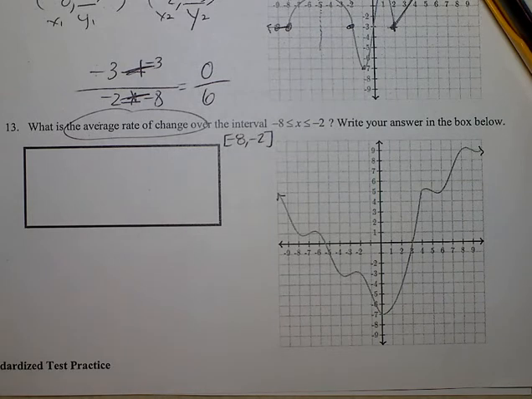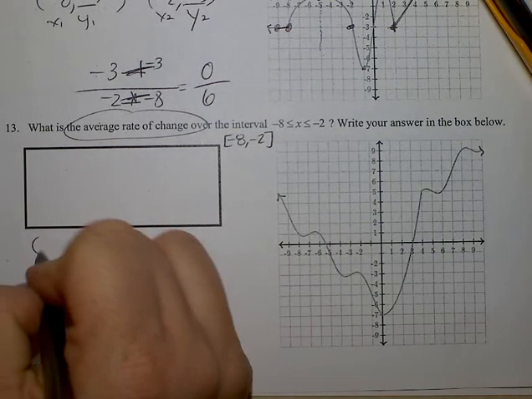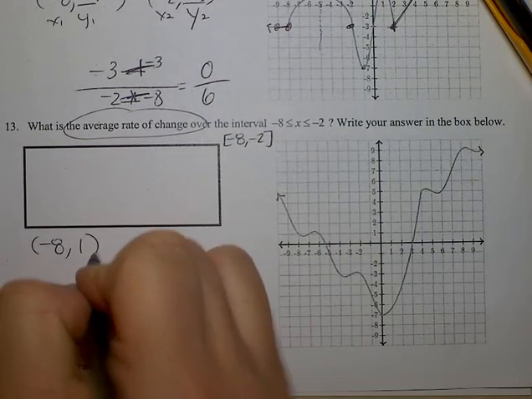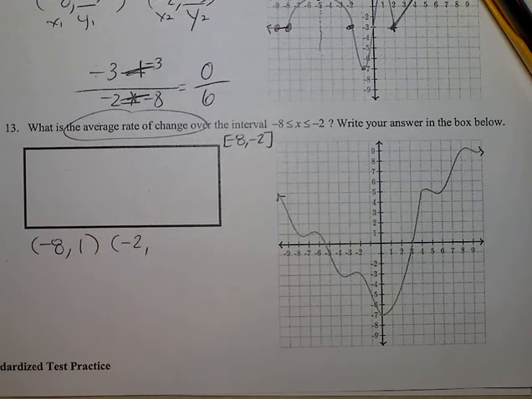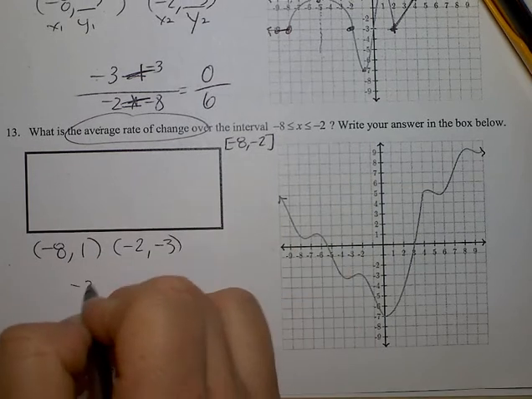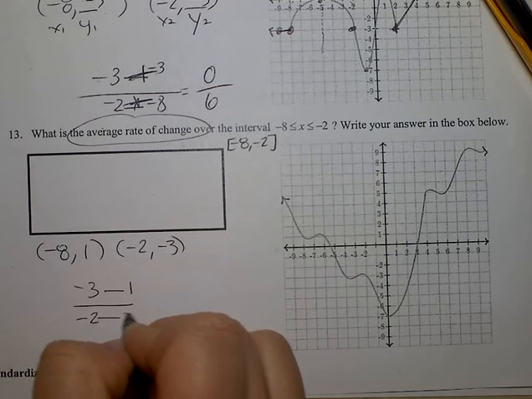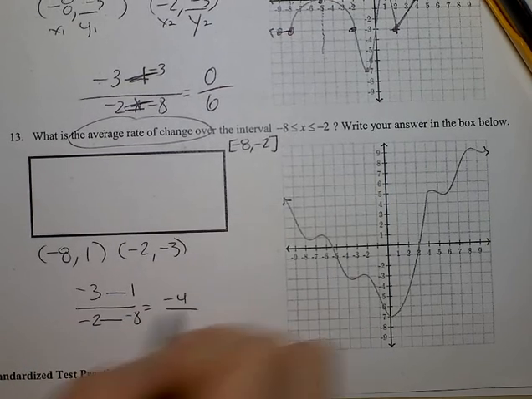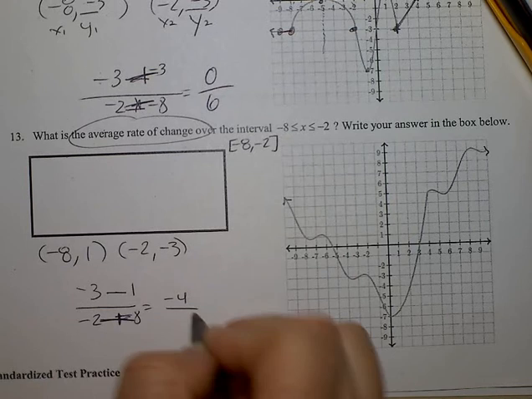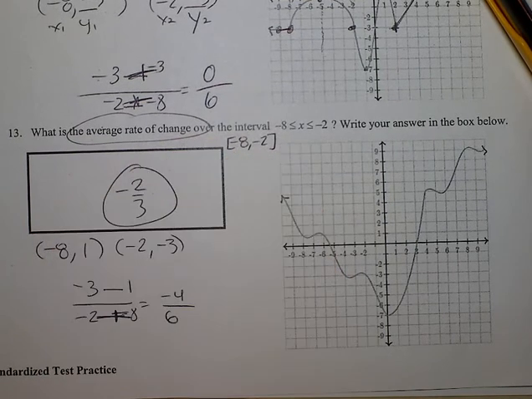Okay, so -8, help me out. Luigi, what does -8 go with? 1. And what does -2 go with? -3. Okay, let me go through this quick. We have y sub 2 subtract y sub 1, x sub 2 subtract x sub 1, -4 over +6. Reduce that fraction, -2/3, problem done.